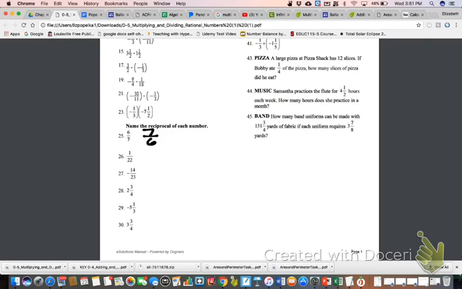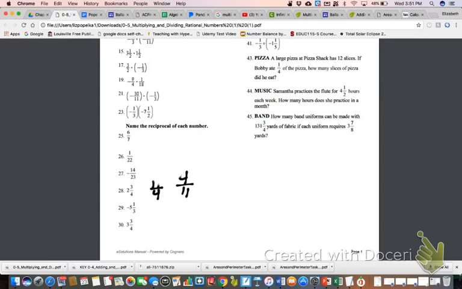The reciprocal of 1 over 22 is simply 22 over 1. This one would be negative 23 over 14. Just because you flip it doesn't mean that all of a sudden it turns from a positive to a negative or anything like that. Now for number 28, in order to find the reciprocal, you've got to turn it into an improper fraction first. So that is going to be 11 over 4, which means the reciprocal will be 4 over 11.